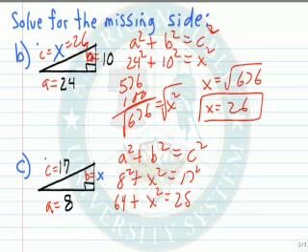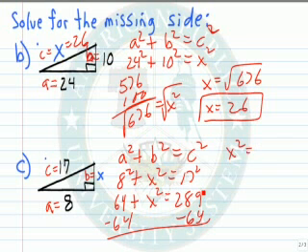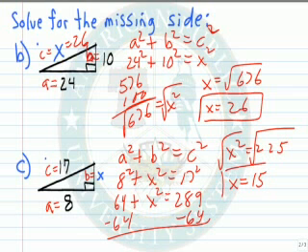17 squared is 289. Notice x squared is not by itself, so let's subtract 64 from both sides of the equation. So x squared equals 225. To find the value of x, we take the square root of both sides. X equals 15 will be the only logical answer. Please notice it's important that each of these two legs always be less than the hypotenuse. If that's not the case, there is a mistake in our calculations.